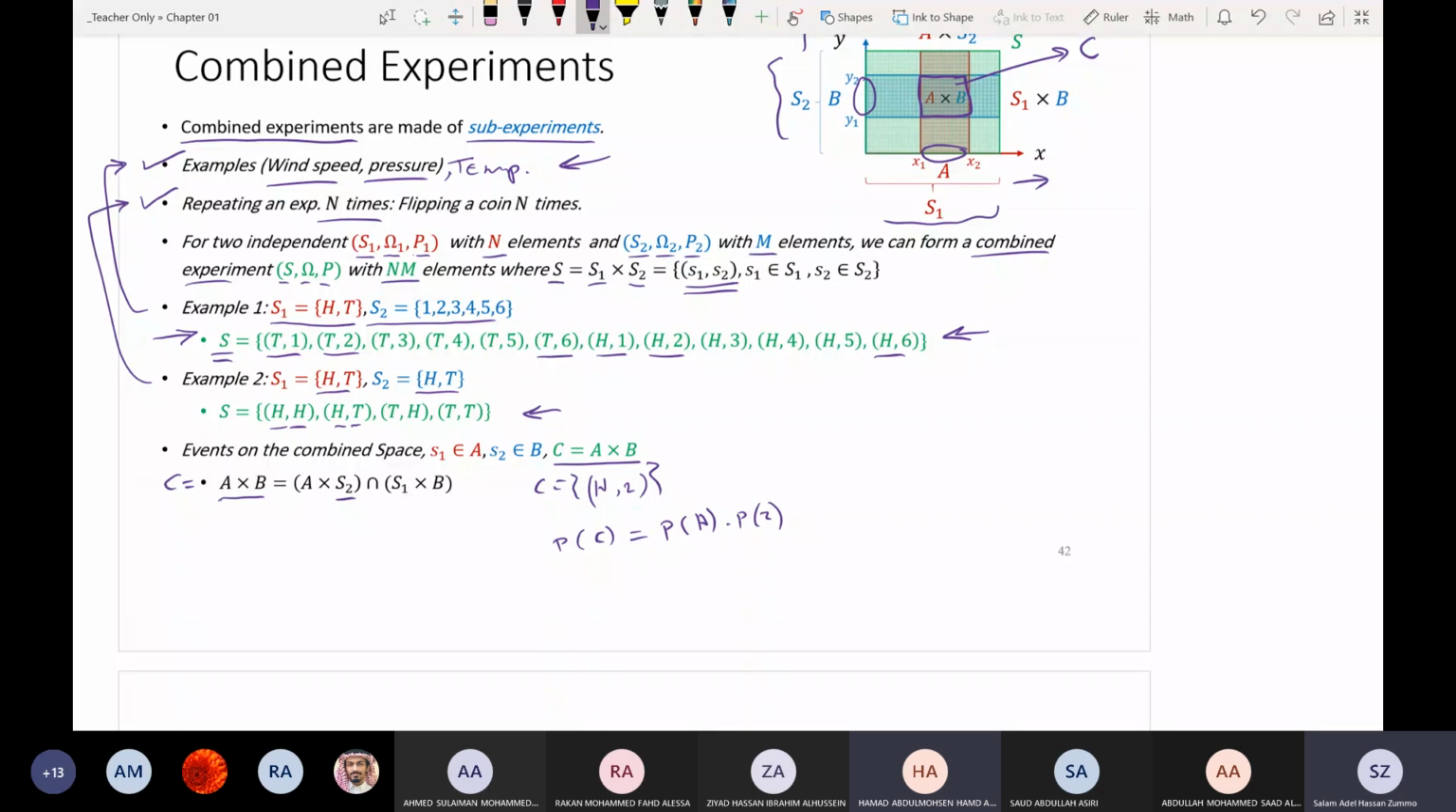The outcome of the coin has nothing to do with the number coming out of the die, right or not? Yes, doctor. Excellent. So if independent, this can happen. This is if independent experiments. If the experiments are not independent, then you cannot do this. In this case, basically, it's 1 over 2 multiplied by 1 over 6, which is 1 over 12. Excellent.